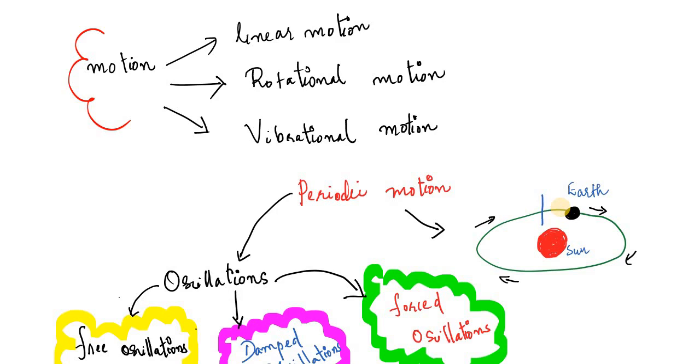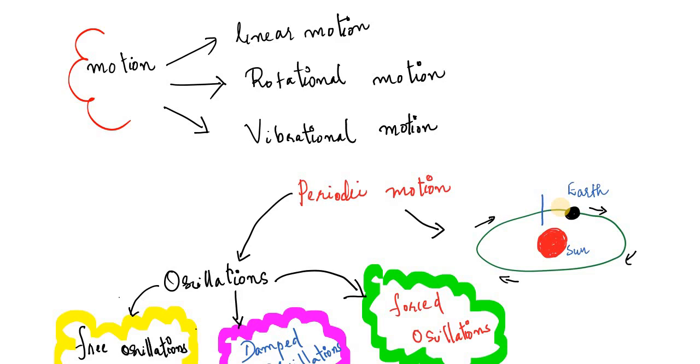So the harmonic oscillator is a system that is displaced from its equilibrium position, that is the mean position, and it experiences a restoring force which is proportional to the displacement. In the case of a simple pendulum, there is a restoring force acting on the pendulum, and that force is proportional to the displacement. That is a harmonic oscillator.